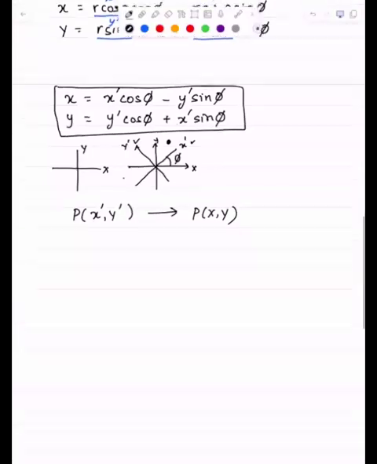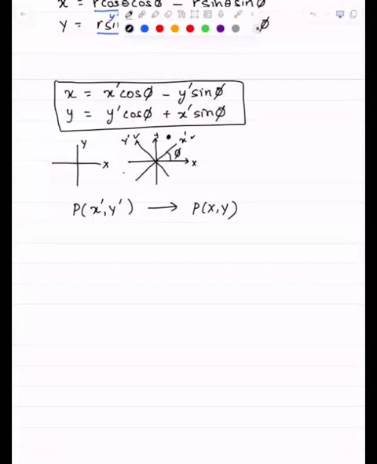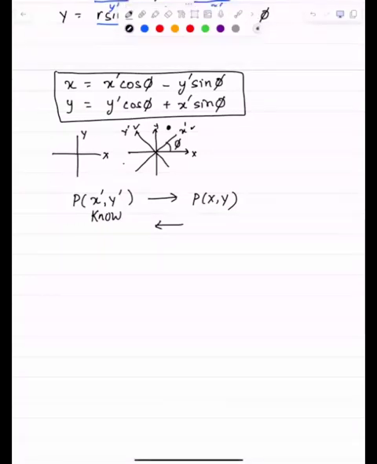All right, but this is one set. Now we're going to do a little bit of trickery and get the other form. That is, if I know x and y, I want to find x prime, y prime. Here, this was when I know x prime, y prime and I want to know x, y. Now we're going to go the other direction. So let's do the trick here.